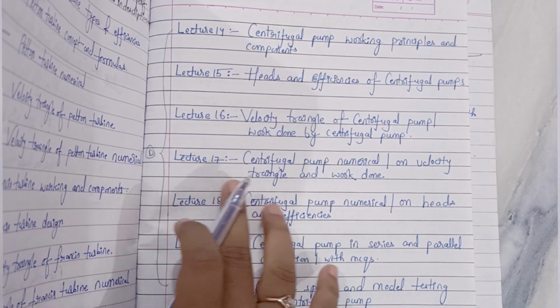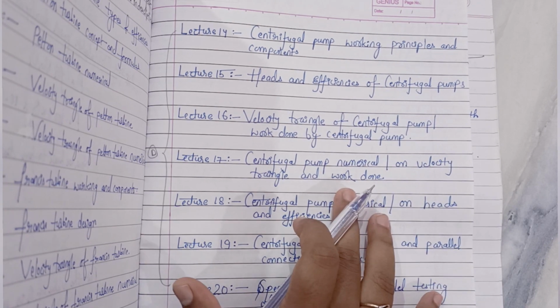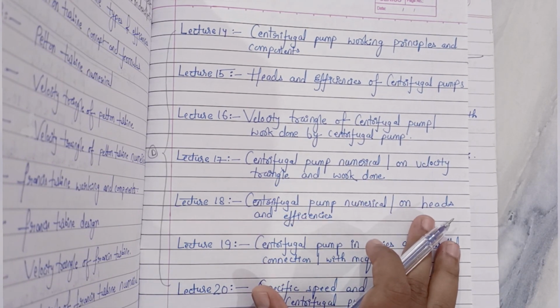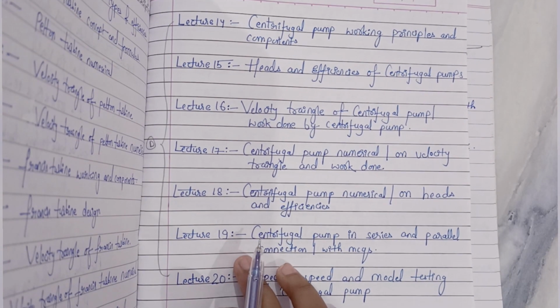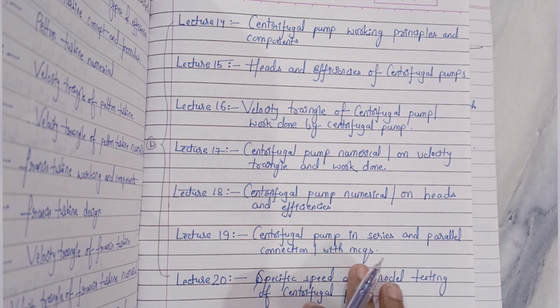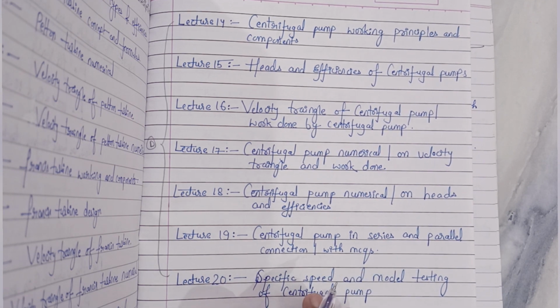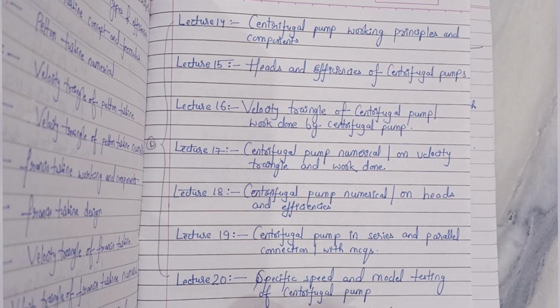In lecture 17 we will see centrifugal pump numerical on velocity triangle and work done, and in lecture 18 we will see centrifugal pump numerical on head and efficiencies. In lecture 19 we will see centrifugal pump in series and parallel connection with MCQs, and in lecture 20 we will see the specific speed and model testing of a centrifugal pump.